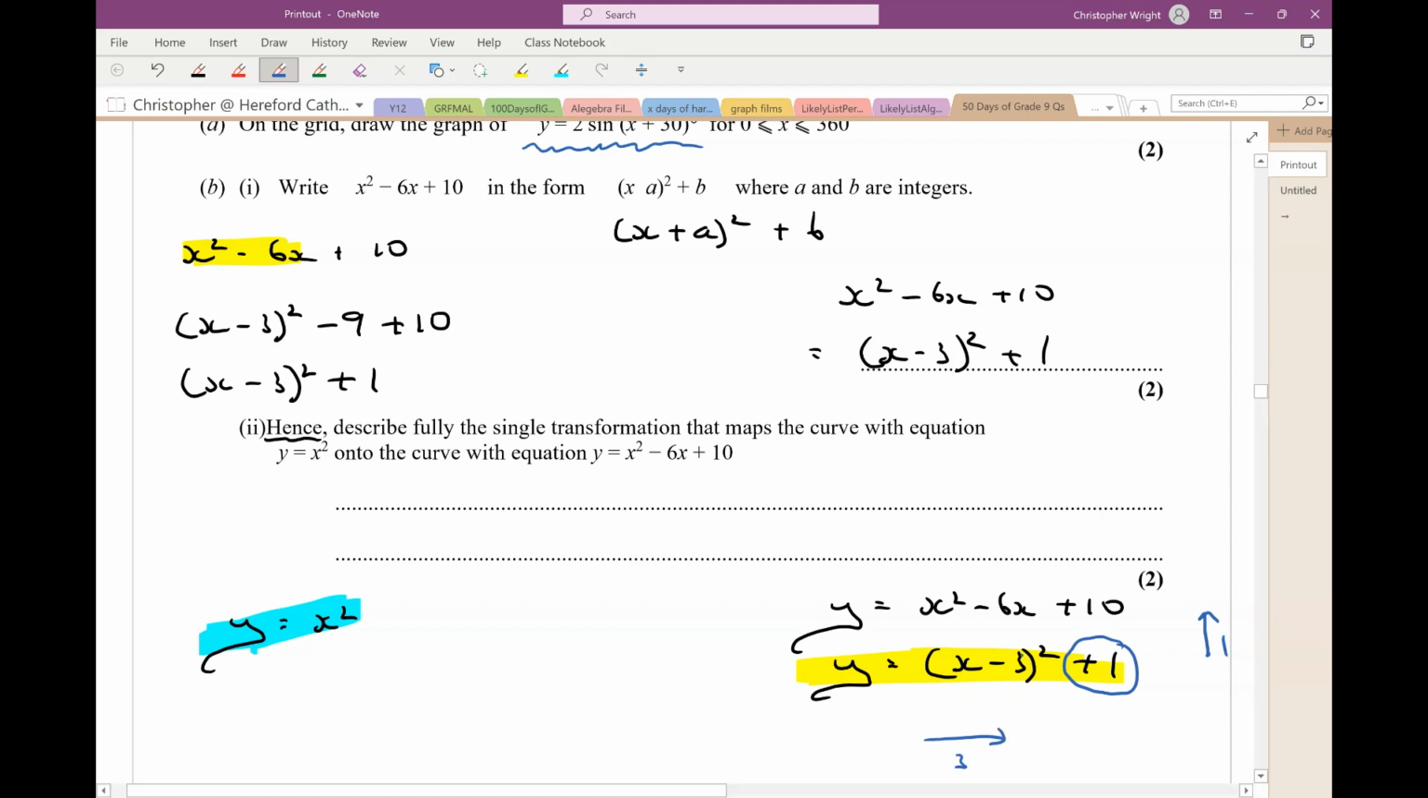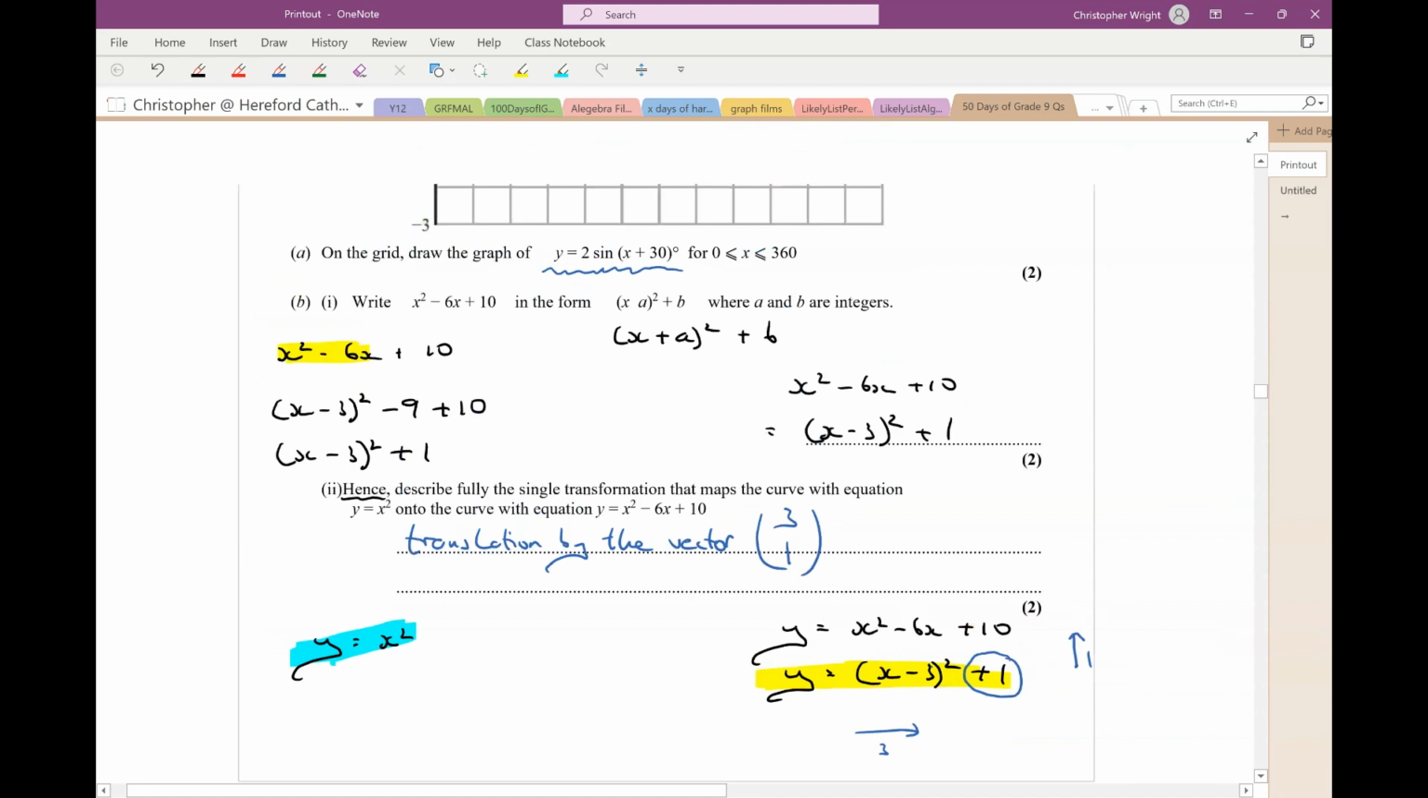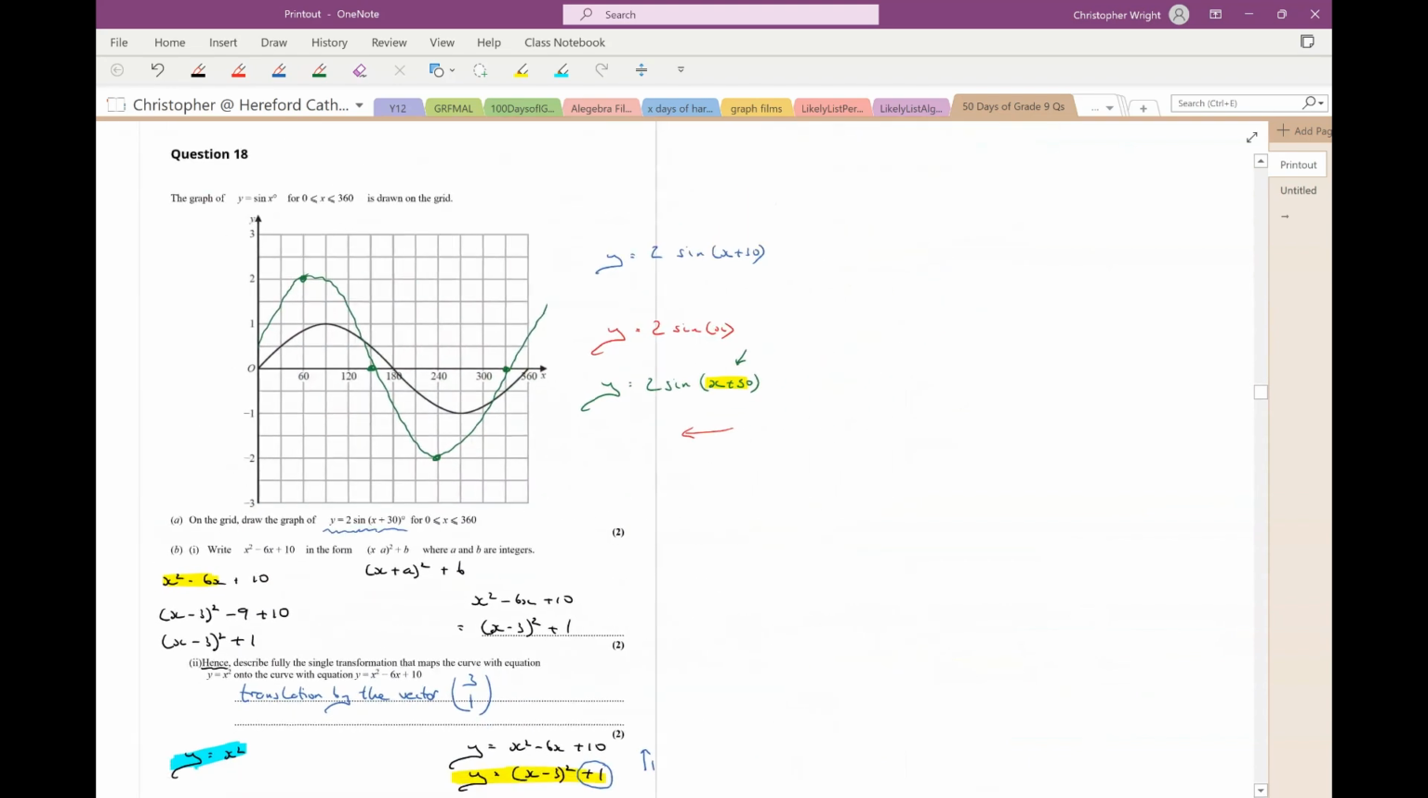So the transformation is going to be a translation by the vector, positive 3 along and 1 up. There we are, by the vector 3 along and 1 up. Okay, good. That is question 18 complete.